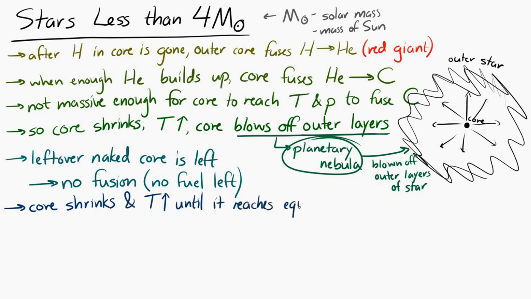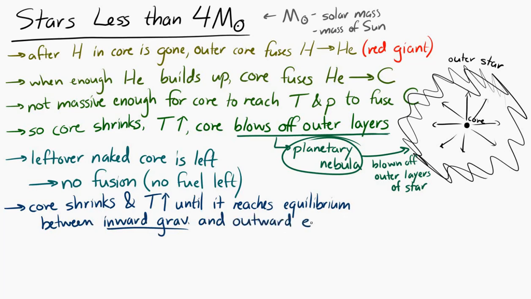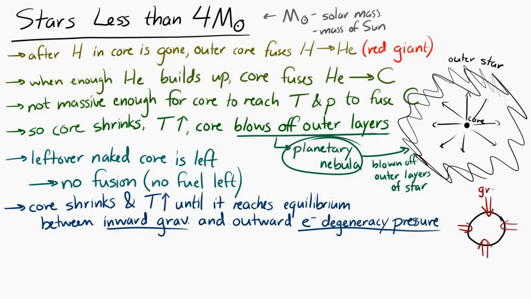So the core shrinks, and it heats until it reaches an equilibrium. And the equilibrium is between the gravitational force inward and an outward force called electron degeneracy pressure. Now, this electron degeneracy pressure comes from quantum effects. It comes from when you try to push the electrons closer and closer together. Eventually, the electrons just won't have it anymore. The electrons push against each other, and this is a quantum effect. It's a very extreme state when you get to this point.